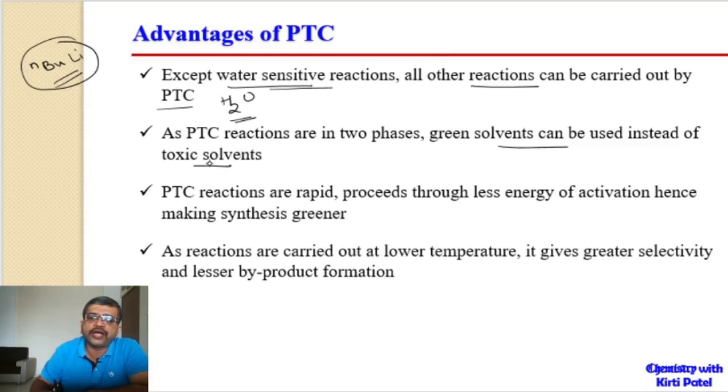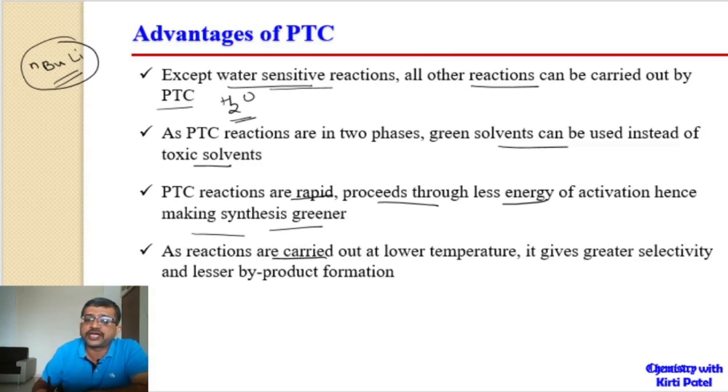We do not need to use toxic solvents, or aprotic solvents. We can use simple non-polar solvents also, which are greener for the environment. So we can use greener solvents instead of toxic solvents. Similarly, phase transfer reactions are rapid. They proceed through lower energy of activation and hence make the synthesis greener. They run at lower temperatures also, so energy requirements are low. They are using catalysts, so they are also following greener principles.